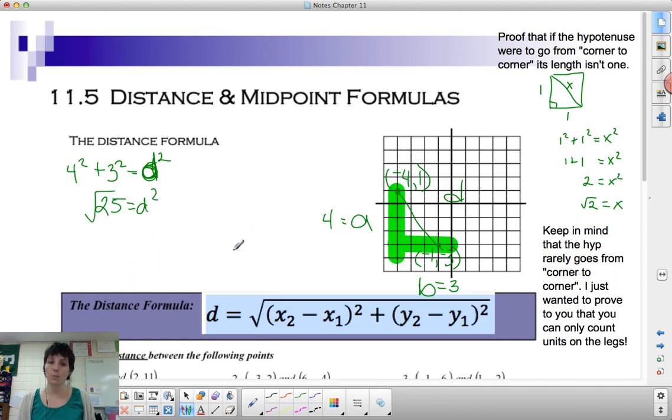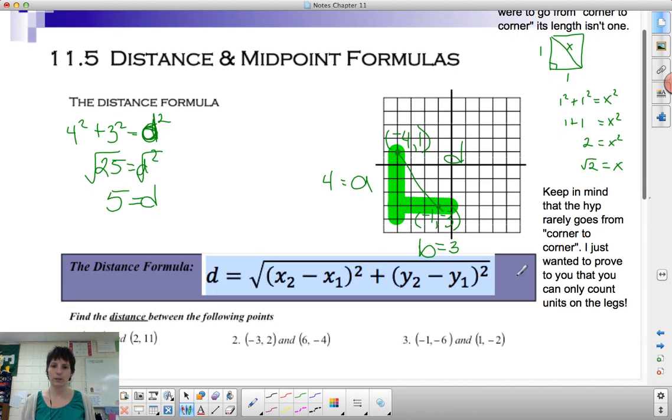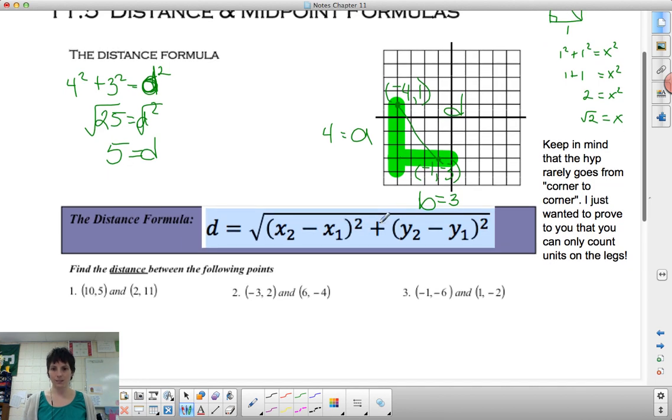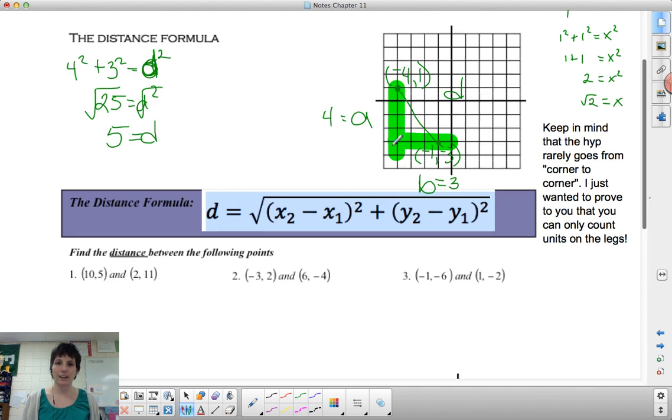Now I just told you a moment ago that I'm not always going to give you a piece of graph paper. But if I do, I would definitely use the Pythagorean theorem to figure this problem out. What if I don't give you a piece of graph paper? What if I don't give you space for that? When that happens, you want to use this formula. And it simply says that the distance is equal to the square root of, subtract your x's, then square them, plus subtract your y's, then square them. Which is really about finding that distance, right?